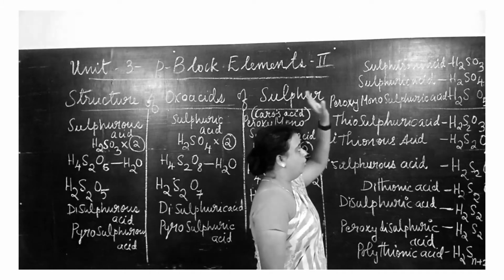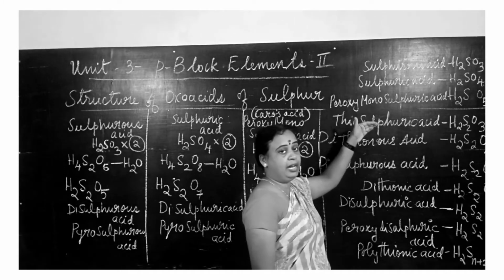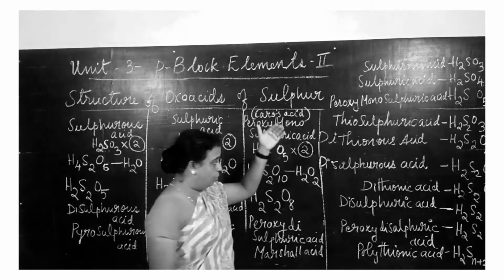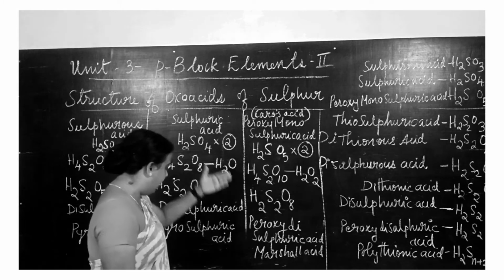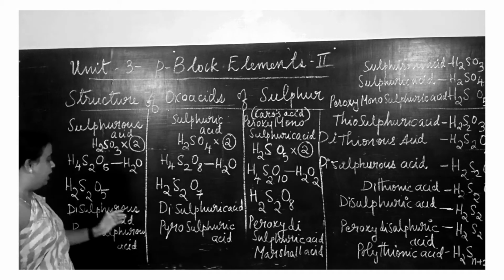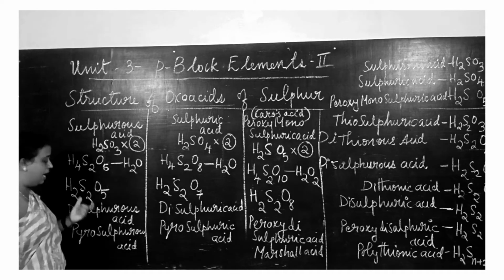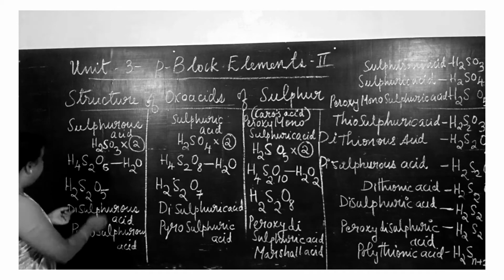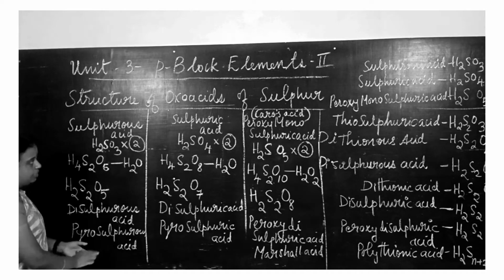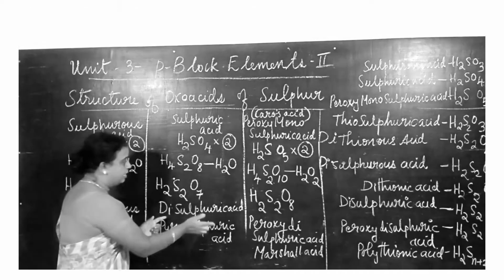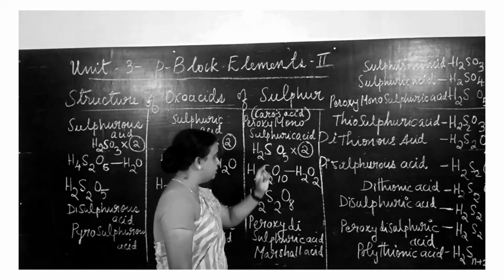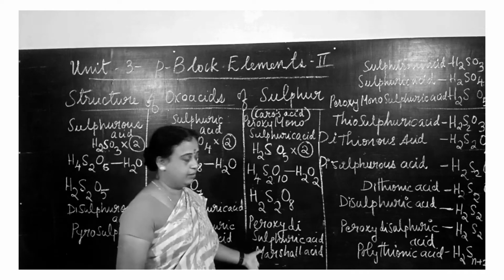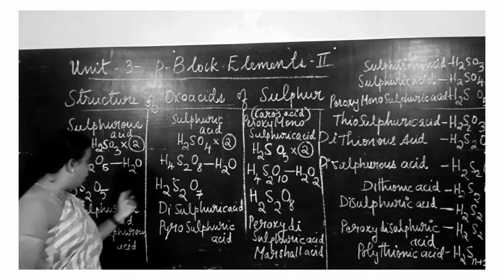Now we understood how to write the names and structures of the first three oxoacids. From those three oxoacids we derived another three oxoacids, and how their formula and name are derived, we also understood. So from sulfurous acid we got disulfurous acid, from sulfuric acid we got disulfuric acid, and from peroxymonosulfuric acid we got peroxydisulfuric acid or Marshall acid. Fine. Now let us see the structure of these.